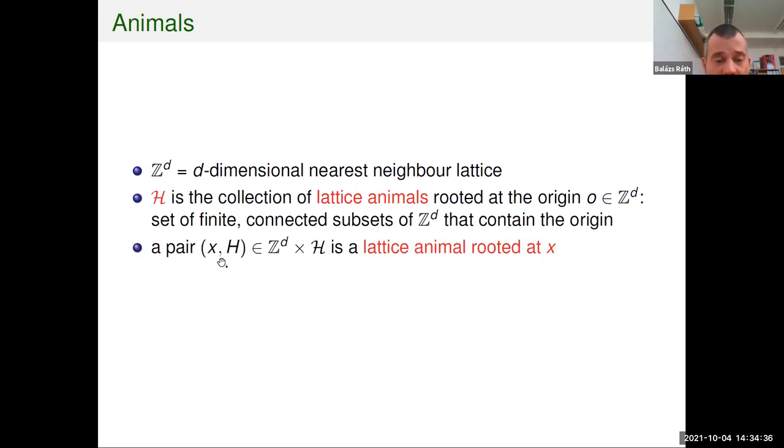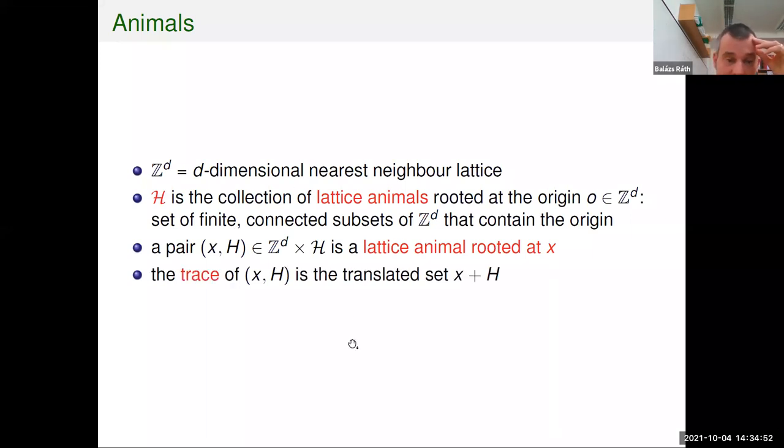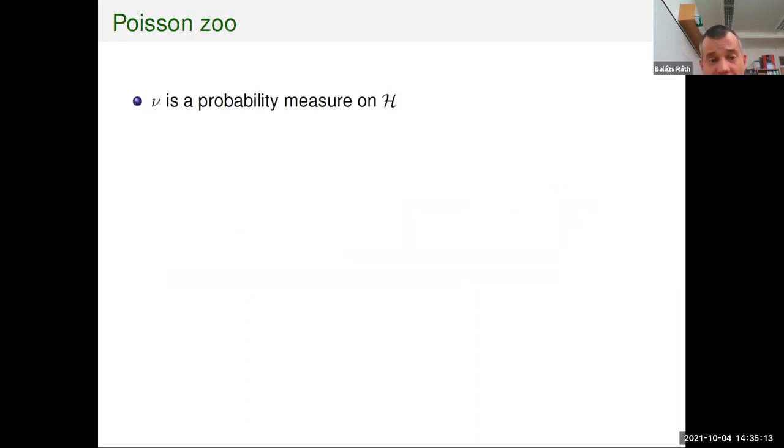And now I'm going to define lattice animals rooted somewhere else. And this is going to be a pair (x, H) where x is a vertex of Z^d and H is a lattice animal rooted at the origin. And then the trace of such an animal is just the translated set. So I translate this set by this vector x, so that its root is not at the origin, but at x.